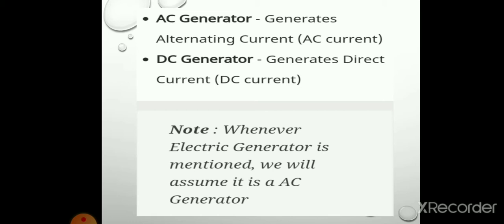So electric generator can be AC current or DC current. Thus, electric generator is of two types. First type is AC generator where it generates alternating current, and second type is DC generator where it generates direct current. So whenever electric generator is mentioned, we assume it as AC generator only. You have to remember that. When the term electric generator is given, we are going to assume it as alternating current generator, AC generator. Okay.